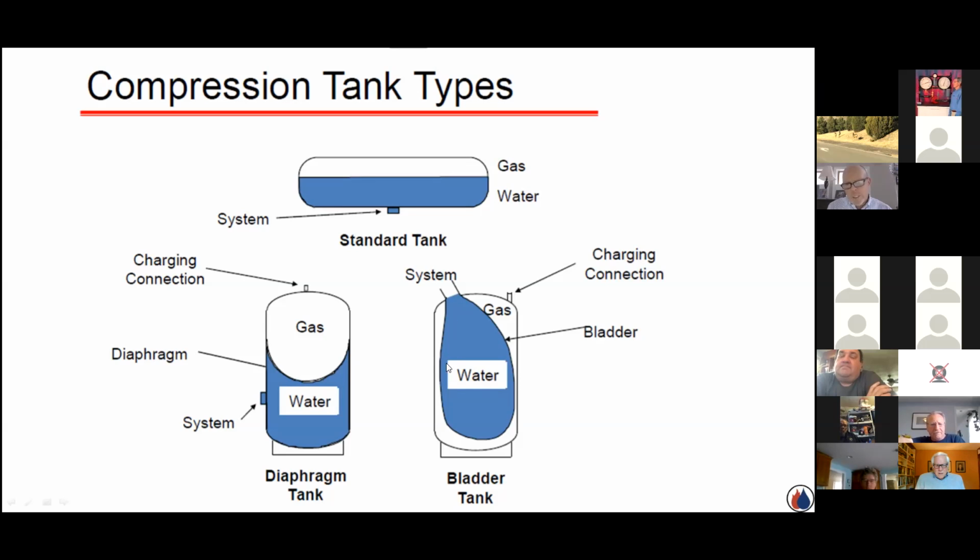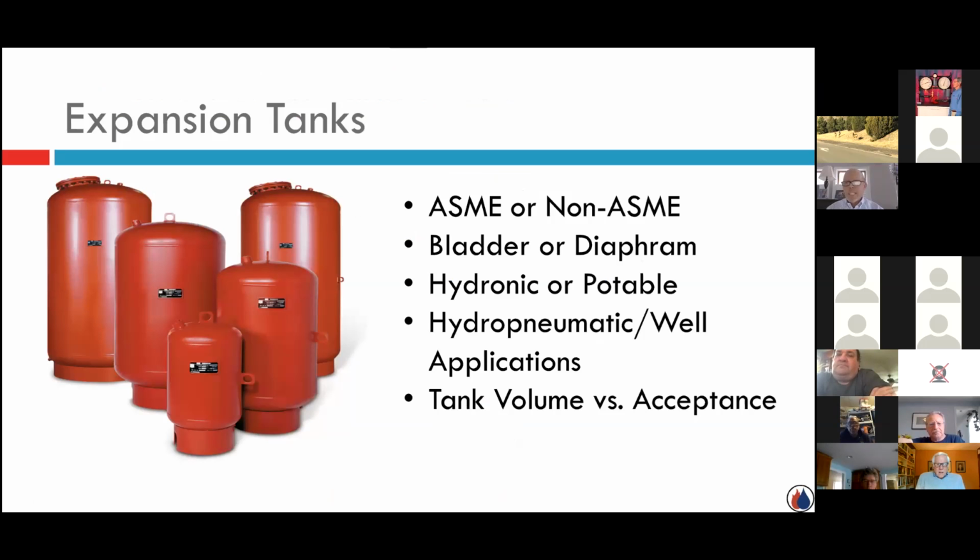And then a bladder style where you have a tank filled with air, and then this bladder starts to fill with water as the system starts to heat up and the water expands. And again, the water and air are separated. So you have the ASME, non-ASME, commercial versus residential, bladder or diaphragm. We use them in hydronic systems. We use them in potable water. We use them in well water. There's all kinds of applications.